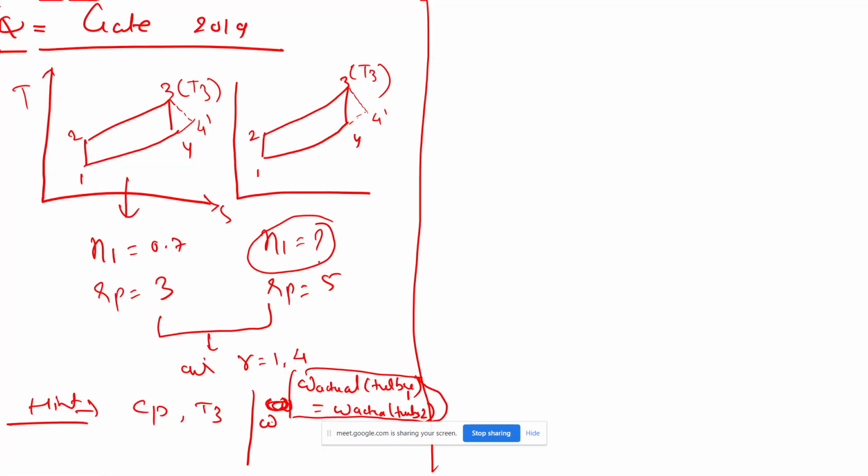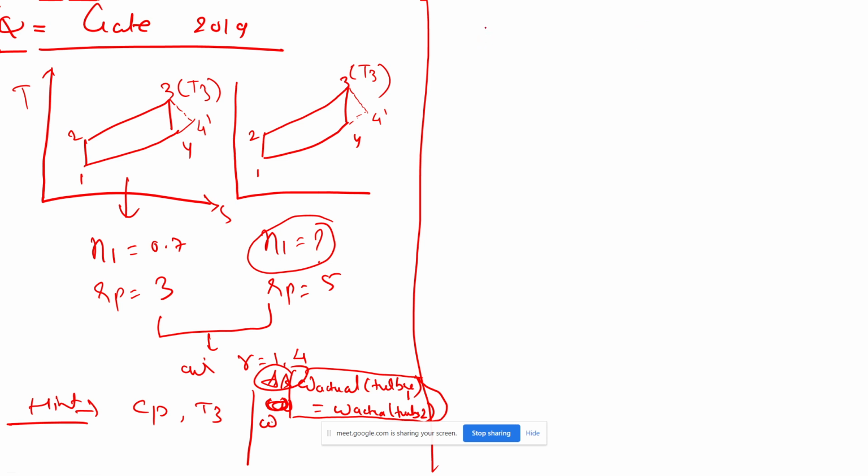What they have given in the question is that the isentropic efficiency for turbine 1 is 0.7, and they have asked the isentropic efficiency of the same turbine, but the pressure ratio has changed. Previously it was 3, now it is 5. The actual work of turbine 1 and turbine 2 are the same, both are equal. We'll use this in our question. This is an important term which they have given.